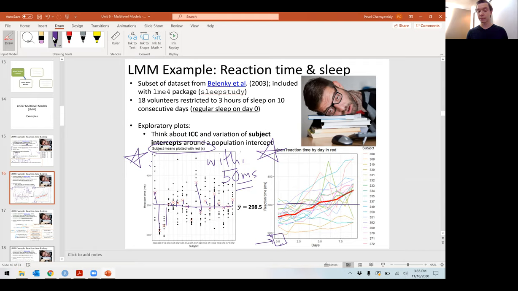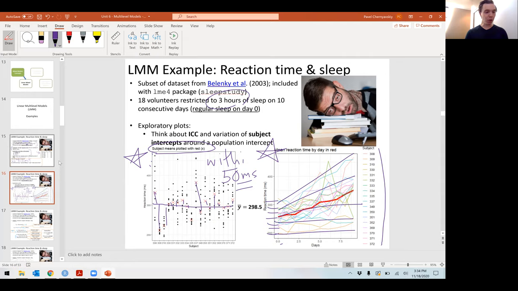And then you can see each line is a different subject. So there are 18 lines there. Some people were almost unaffected by staying up, you know, and having only 3 hours of sleep for 10 nights. Some people were more badly affected, but this is observed data, right? So we will fit models to formalize and disentangle the systematic variation due to the days and systematic variation due to subjects. We're going to use multi-level models to let every subject have their own intercept and eventually let every subject possibly have their own slope. That's our preview. That's where we're going.